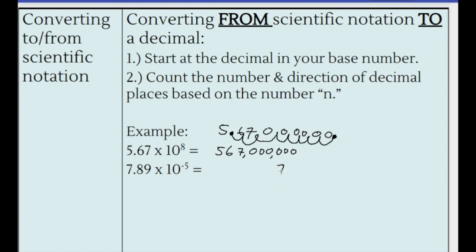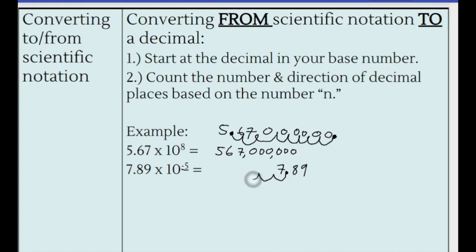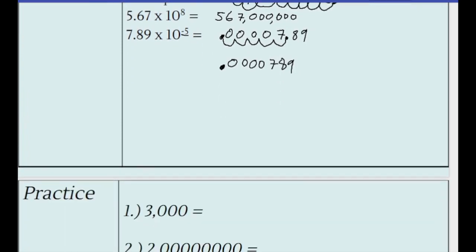This one we have 7.89. And if we notice, our exponent is a negative. So that means that we're going to move our decimal to the left now. 1, 2, 3, 4, 5. Put our decimal back down and then fill the humps in with zeros. So now we should end up with the decimal 0.0000789. Let's move on for some more practice.